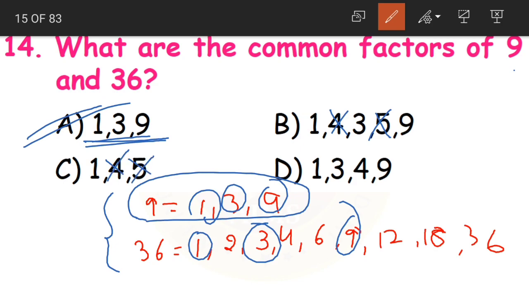Here also, 4 and 5 are not the factors of 9. Here, 4 is not a factor of 9. So the only possible option is option A, 1, 3 and 9.